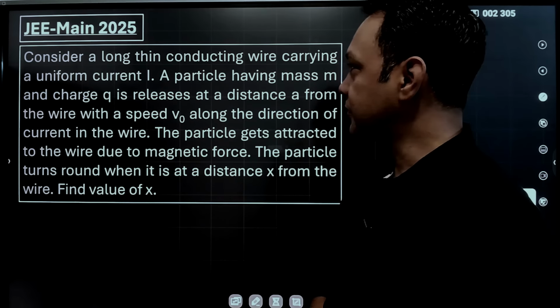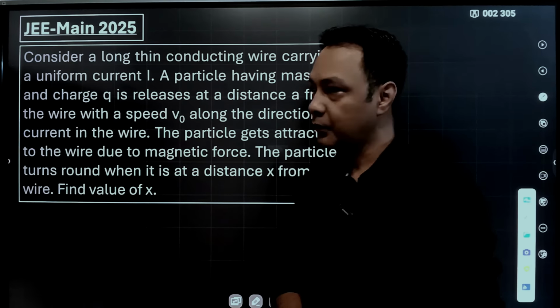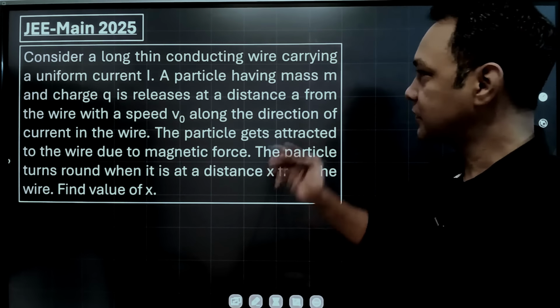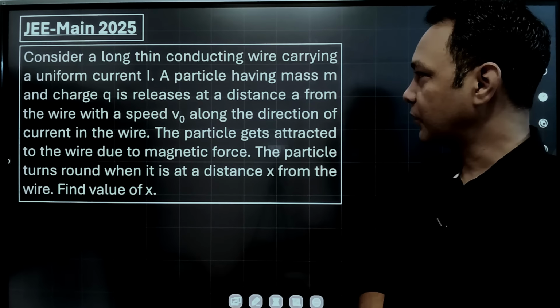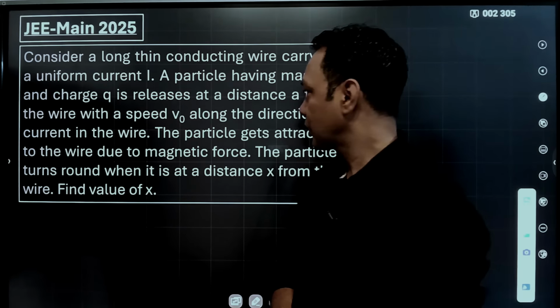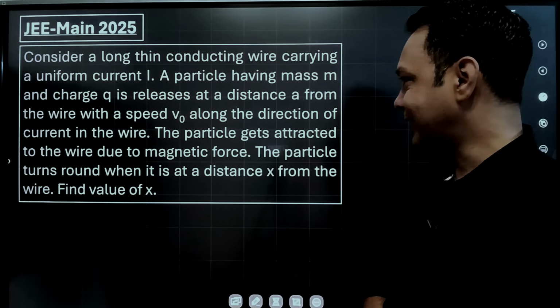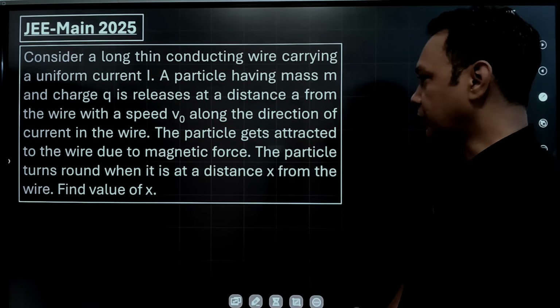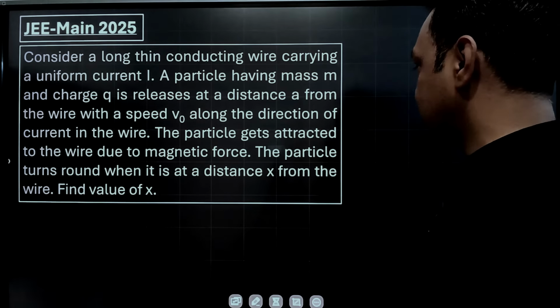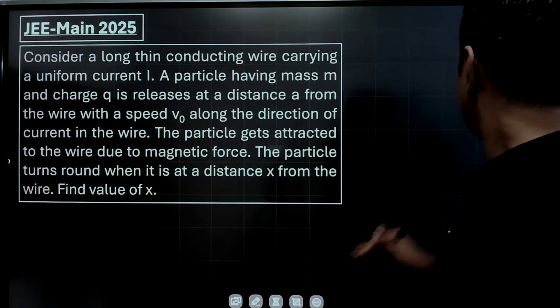Question states: consider a long thin conducting wire carrying a uniform current I. A particle having mass m and charge q is released at a distance a from the wire with a speed v naught along the direction of current in the wire. The particle gets attracted to the wire due to magnetic force. The particle turns around when it is at a distance x from the wire. Find the value of x.